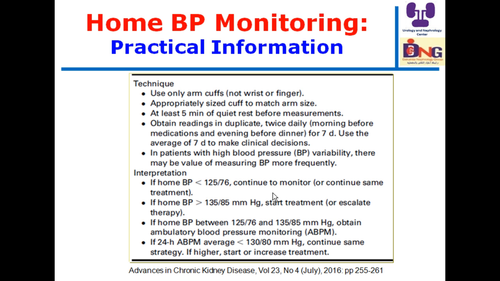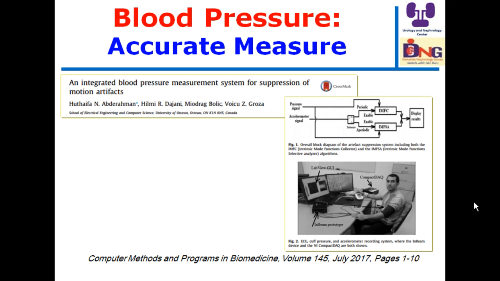Or if the patient is treated with antihypertensives, to continue the same treatment. If home blood pressure exceeds 135 by 85, start treatment, or escalate therapy if the patient is already on treatment. If home blood pressure is between 125/76 and 135/85, obtain ambulatory blood pressure monitoring. If the 24-hour ambulatory blood pressure monitoring average is less than 130/80, continue the same strategy. If higher, start or increase treatment. So we should keep all these in mind.